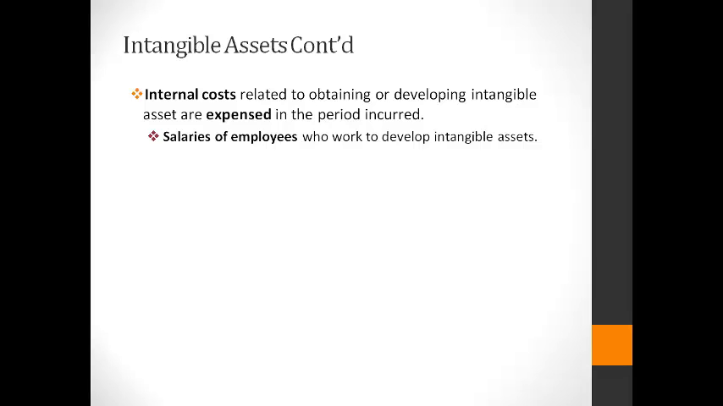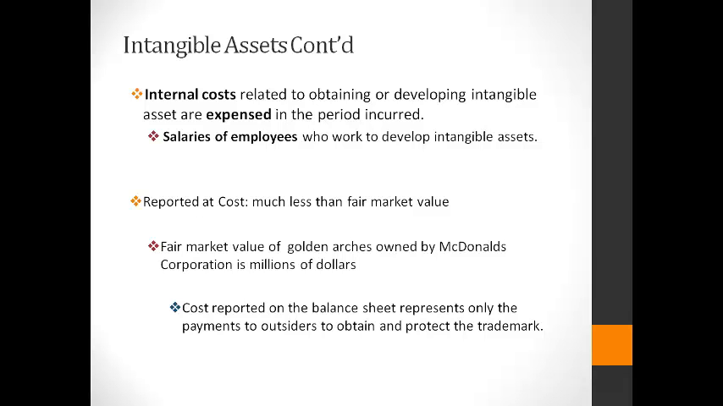Internal cost, primarily salaries related to obtaining or developing intangible assets, are expensed in the period they are incurred. The cost of an intangible asset reported on the balance sheet is often minimal compared to the related potential future cash flows, which is the current fair market value. Fair market value is not reported on the balance sheet for intangible assets. For example, the fair market value of the trademark Golden Arches owned by McDonald's Corporation is millions of dollars, and the cost reported on the balance sheet is less than $1,000, which is only the payments to outsiders to obtain and protect the trademark.